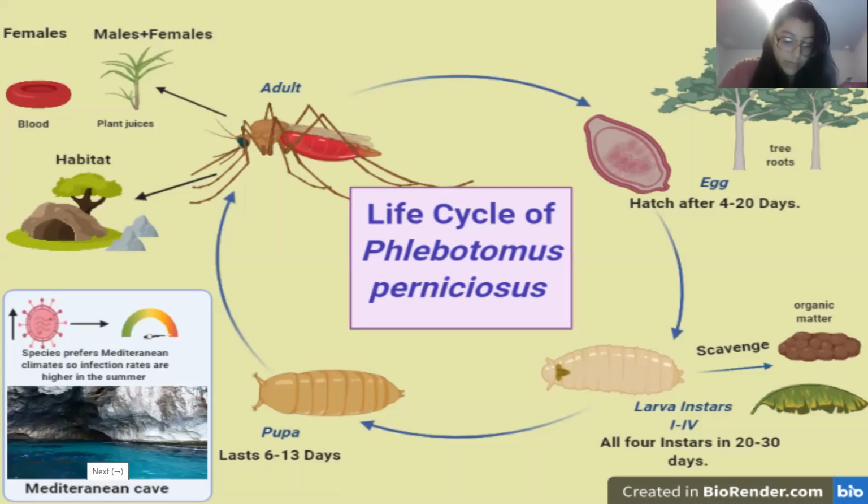Now, the infection rates of this species are higher in the summer due to their preference for warm temperatures, like in the Mediterranean. This adult fly feeds on blood, if it's a female, and this one blood meal can support the production of about 100 eggs. And for males and females, these flies feed on plant juices and nectar. Next, we are going to talk about the pathogen ecology for this fly.